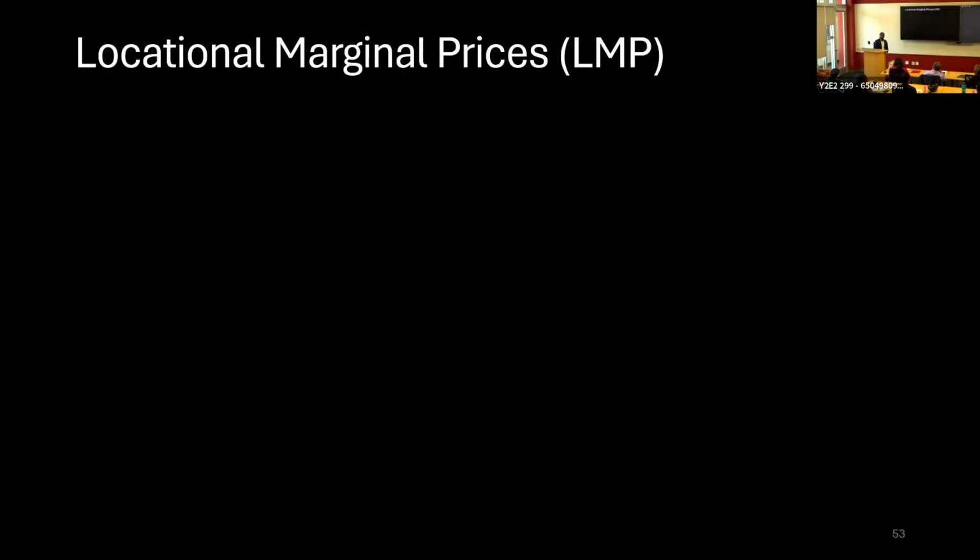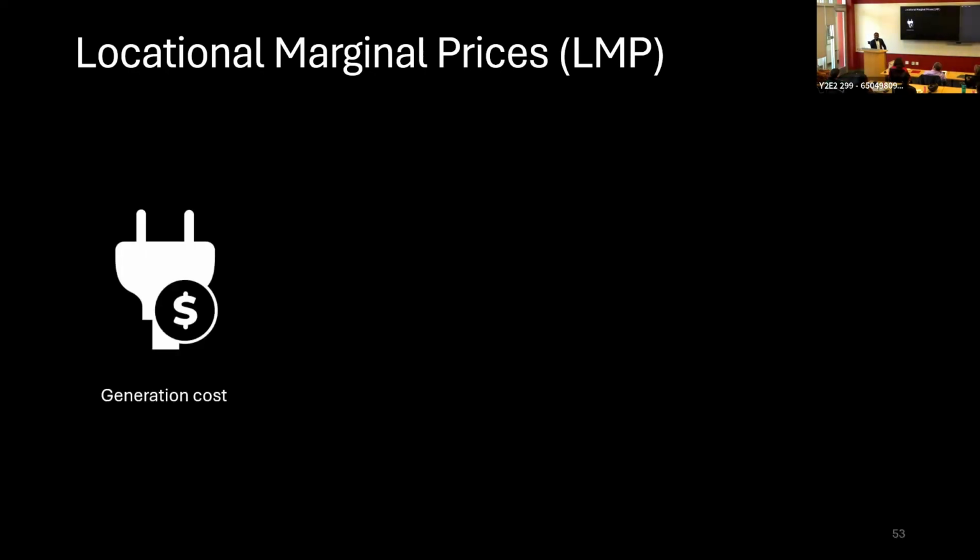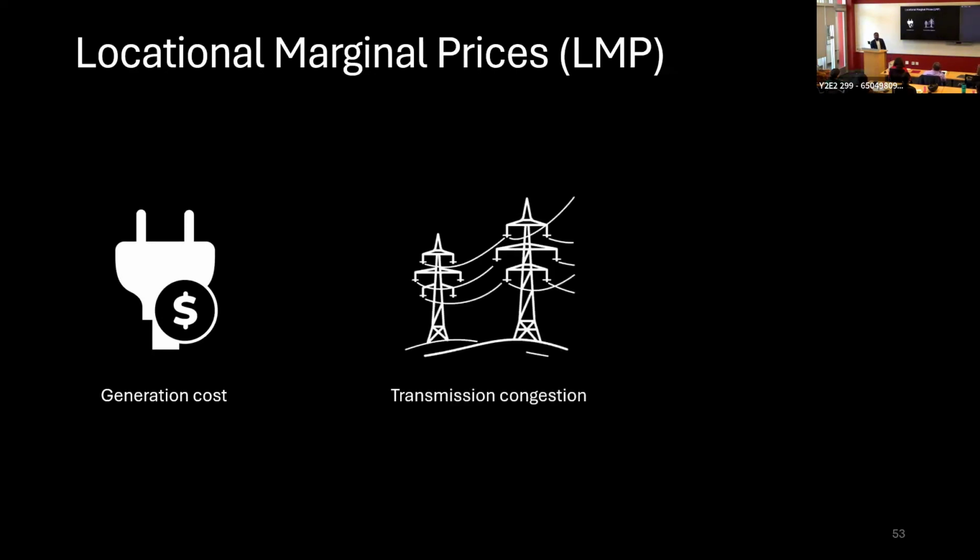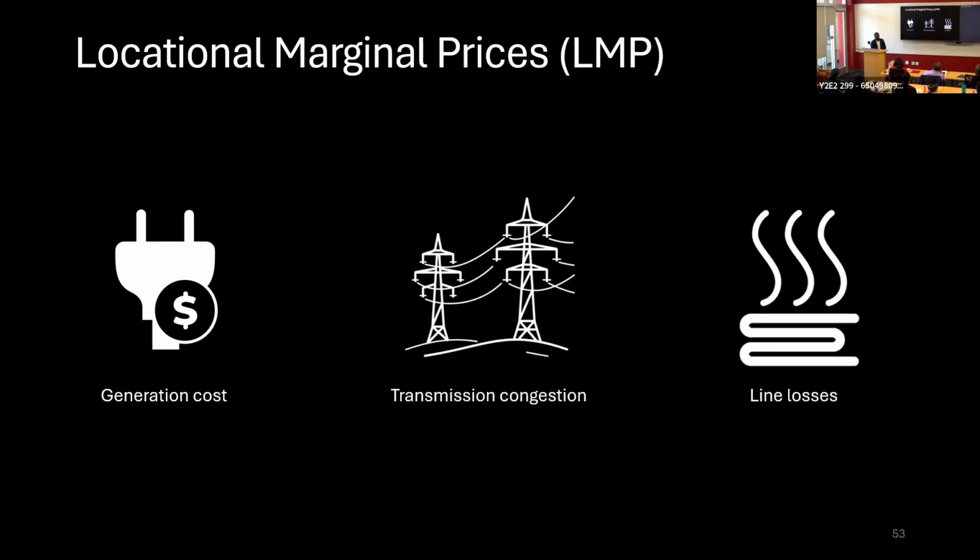Now, these LMPs encode a few things. One is they encode the generation cost, which means how expensive it is to produce power. The second thing is the transmission congestion. How expensive is it to move power from one place to another? And finally, the last is line losses. How much are you wasting energy when you're moving it from one place to another? And really, I started to think about this in a way that these prices can be a signal of system design inequity.